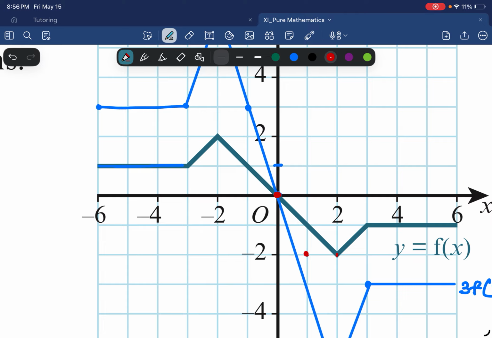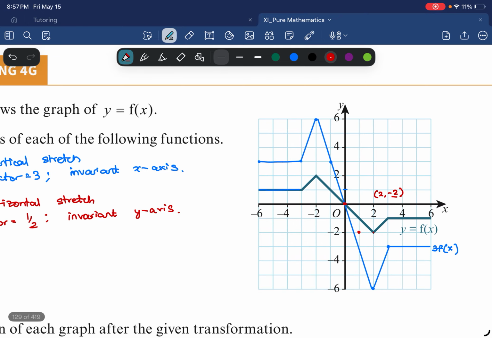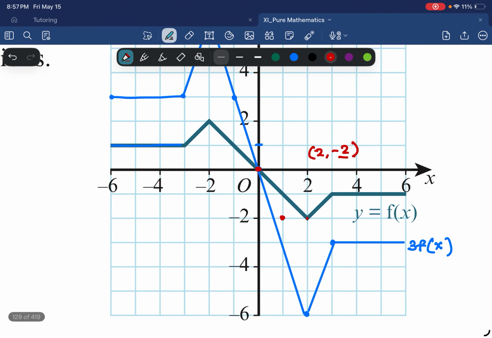So this is 2 comma negative 2, I do not change the y value, I will change my x value. So instead of 2, I will have it, because the factor is 1 over 2, right? So when I multiply by 1 over 2 to my x coordinate, I get this. And the same idea here. This is 1, right? So I do not change the 1 value, but my 3 is going to start at half of negative 3. So minus 1.5. So somewhere here.